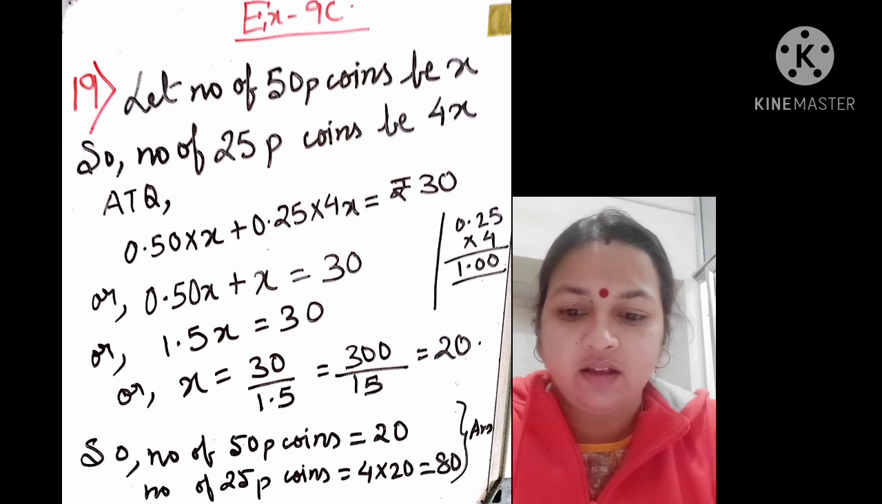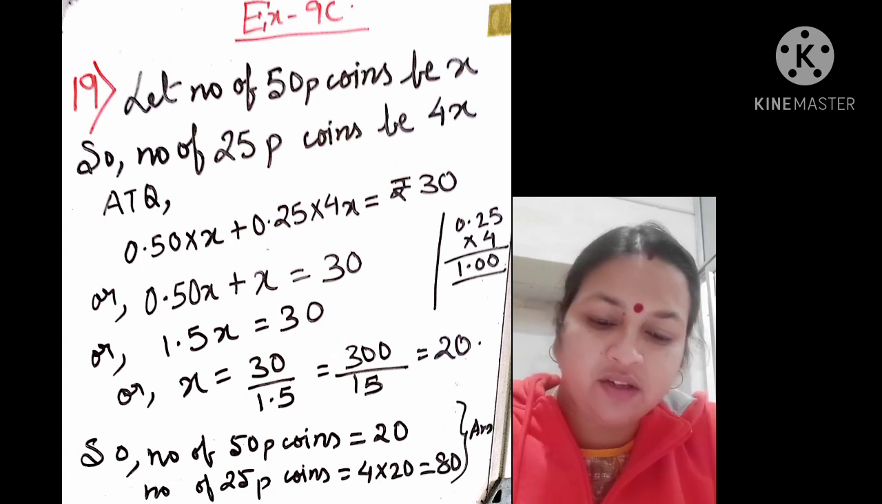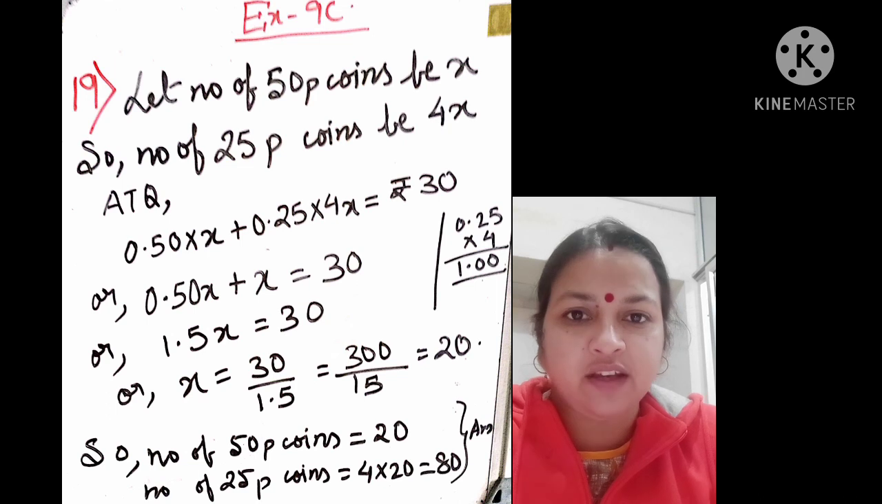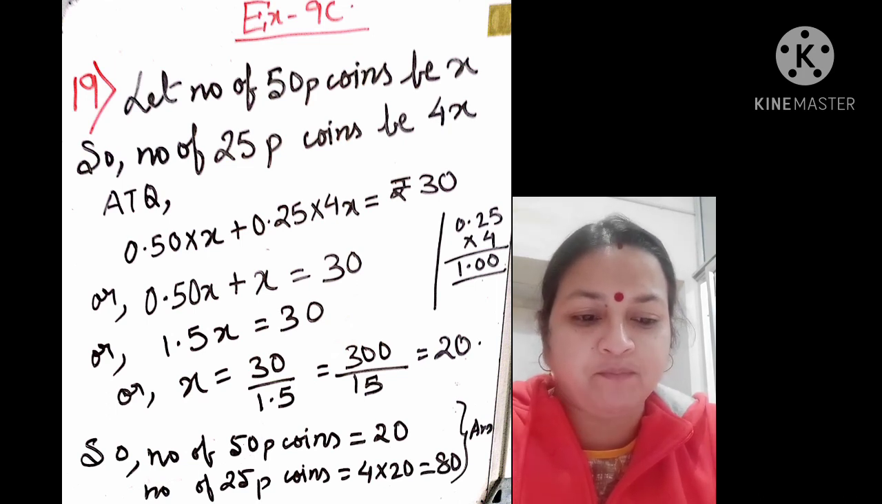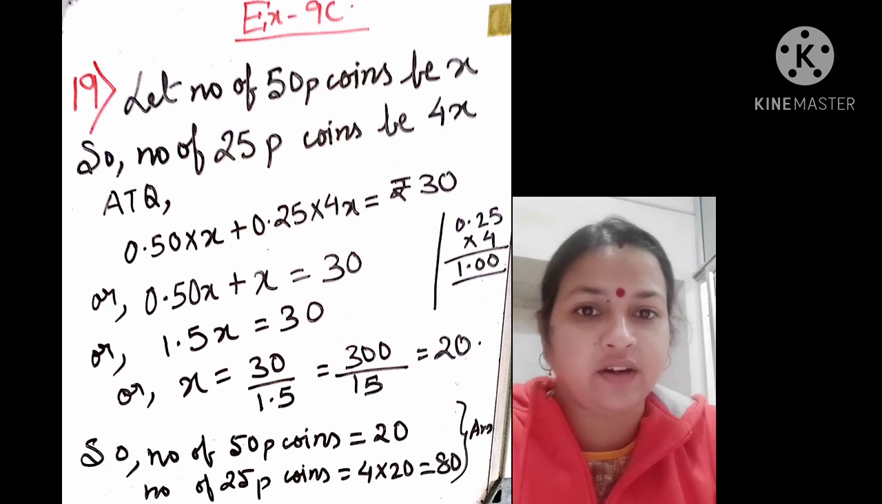Okay. The next is question number 19. A bag contains 25 paise and 50 paise coins whose total value is rupees 30. If the number of 25 paise coins is 4 times more than 50 paise coins, find the number of each type of coins. Now this type of question is also very important.